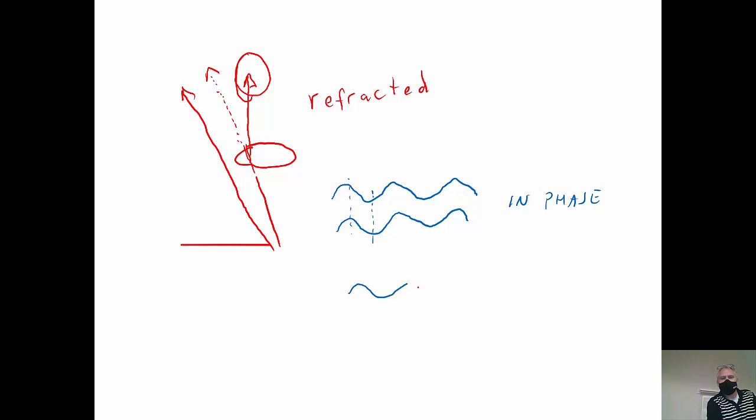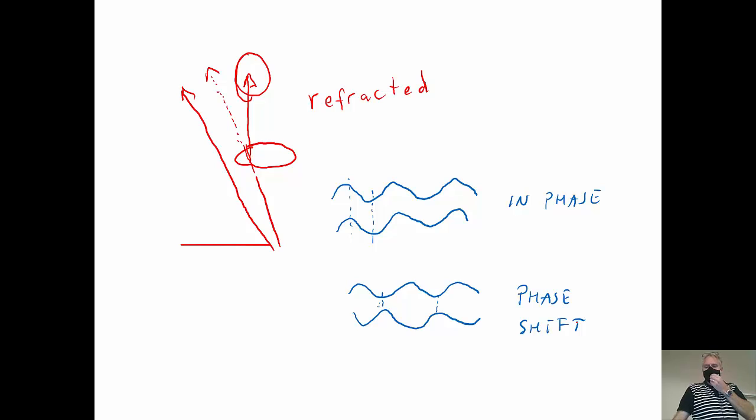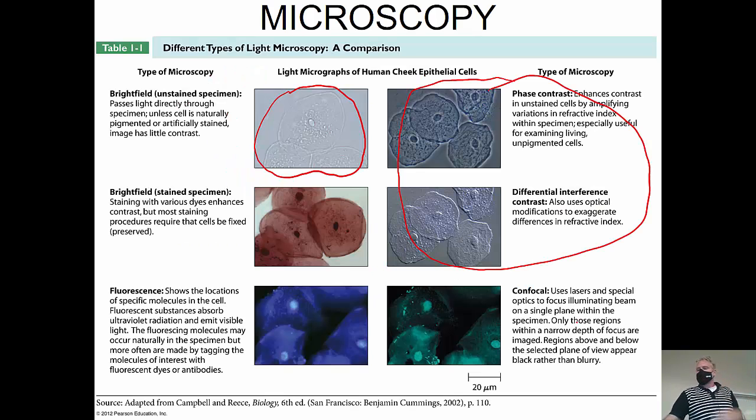When it moves through the sample, however, what happens is that they move out of phase. Okay? So you get what's called a phase shift. And what that phase shift means is that the light cancels itself out. So there's a lot more complication to this, but the long and the short of it is that we can take advantage of the shifting phase of light, and we can do what's called phase contrast microscopy.